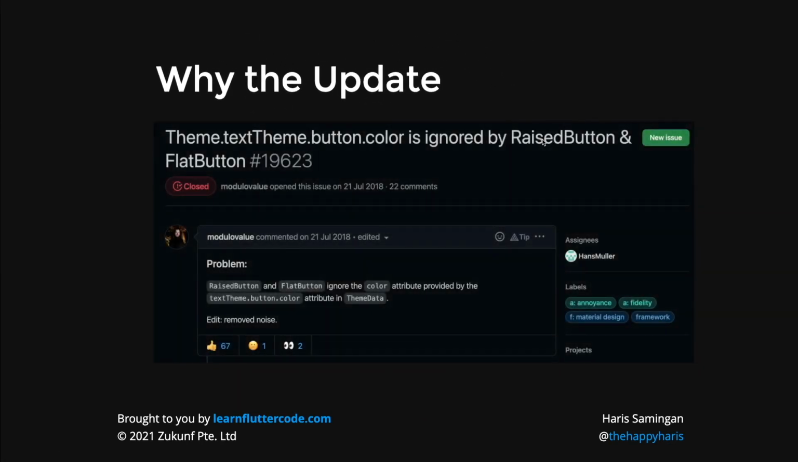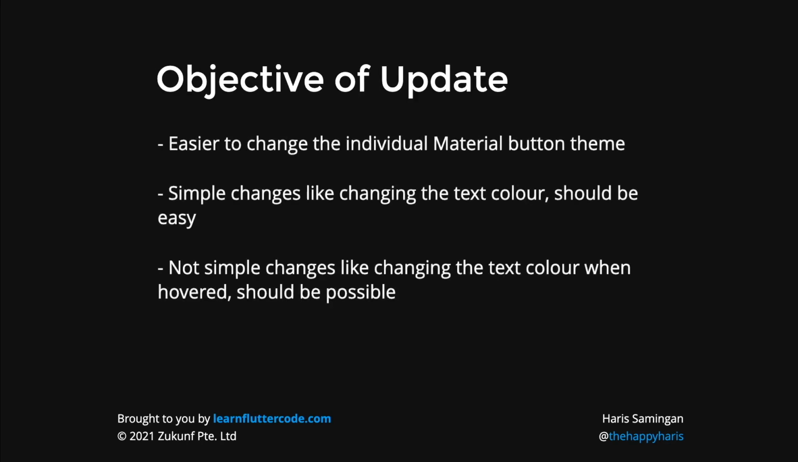So why the update? Well, this is because if you want to set your buttons according to the theme colors, it will get ignored. This is a little bit frustrating because you want to have certain buttons follow a certain design system that you have. That's why the objective of this update is to make it easier for you to change the individual material button theme, and at the same time, changing the text color through the theme should be easy. And lastly, changing the text color when hovered, for example, should not be impossible through the theming.